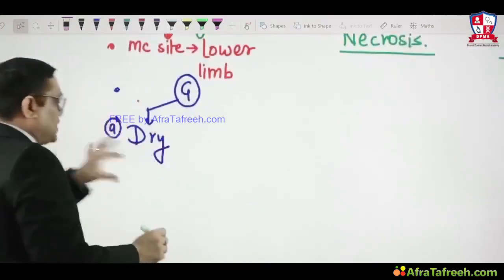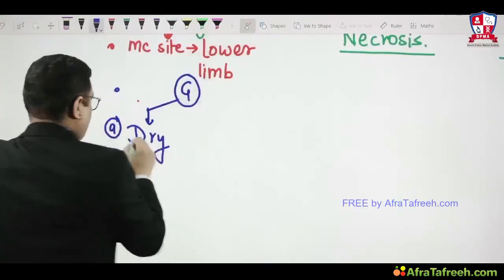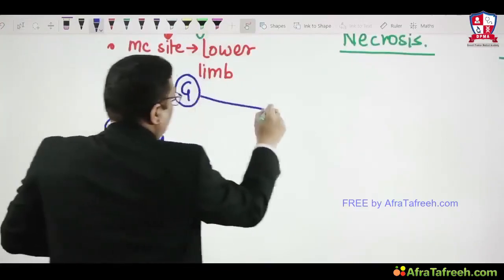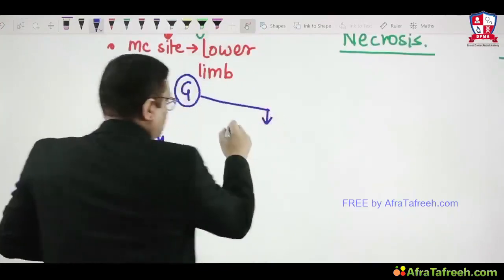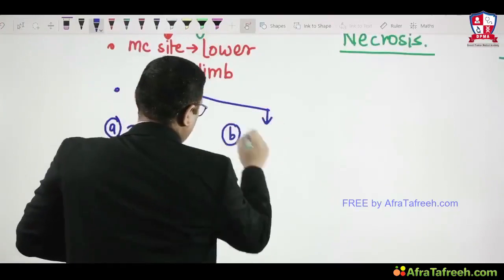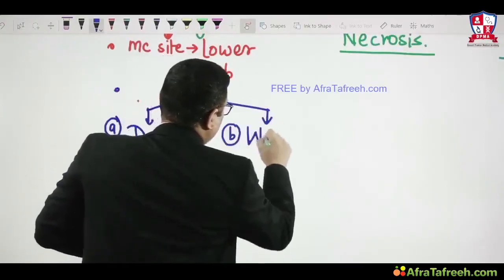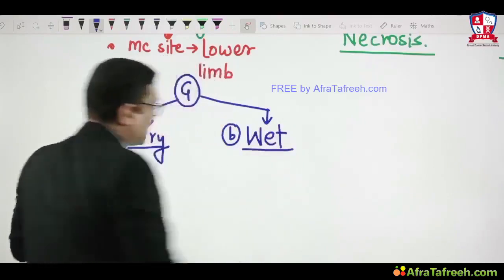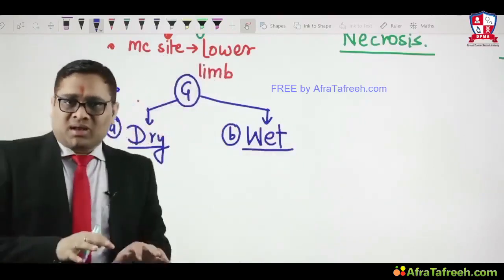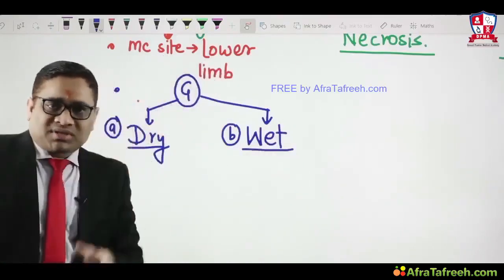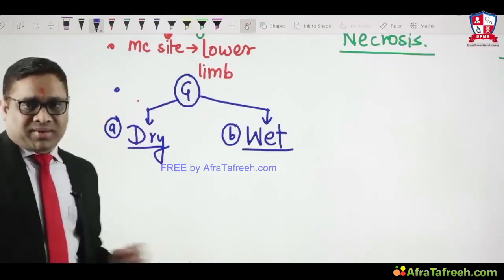When nothing is mentioned, I just urge you to understand this will be dry gangrene. And when there is some superimposed bacterial infection, then this will be called wet gangrene. So there are two types of gangrene, dry gangrene and wet gangrene. What is the difference between dry and wet?